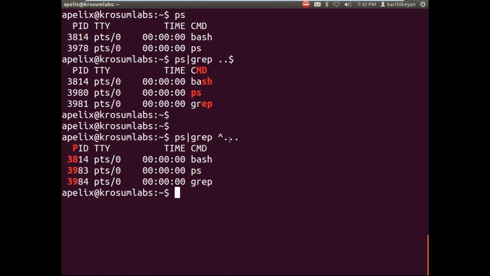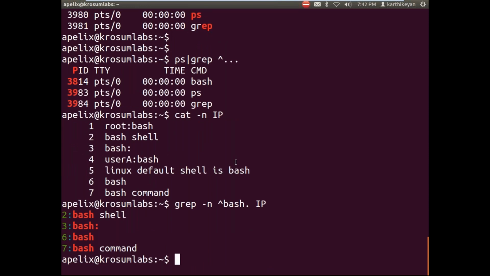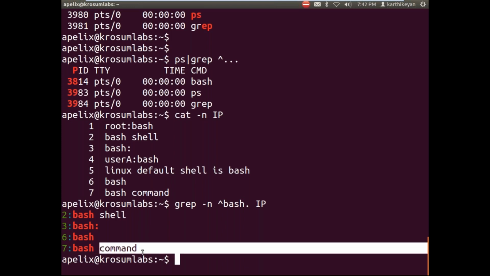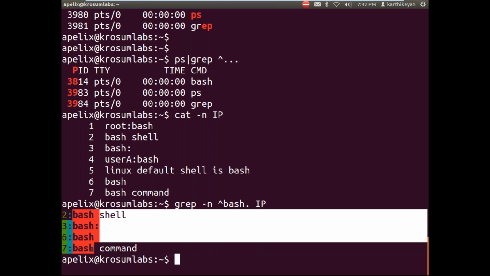Now you have to observe this dot behavior. What does dot mean? Dot means one character. Now you can see the same input file. Grep line starts with bash followed by any one single character from the input file. So here bash with one character is matching. It can be space or colon or anything, but only one character. The word command is not matching, only the matching character. Whatever is in red color is called the matching pattern.